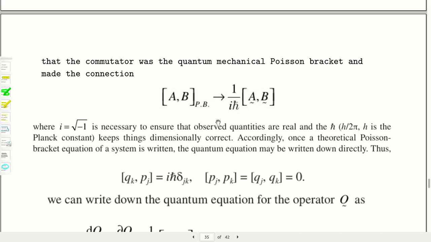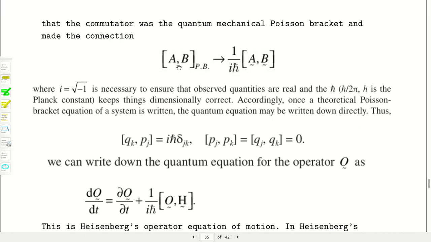A very interesting thing you can see here: if you replace A and B by Q_k and P_j, the generalized coordinate and momentum, we know that this Poisson bracket is delta_jk, because the free indices are j and k. So the commutator bracket is equal to i h-cut delta_jk. So you can evaluate the commutator bracket from the classical results.